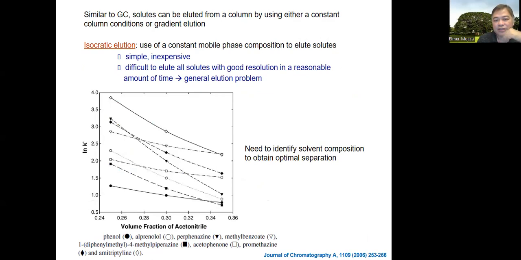So we have here isocratic versus gradient elution.